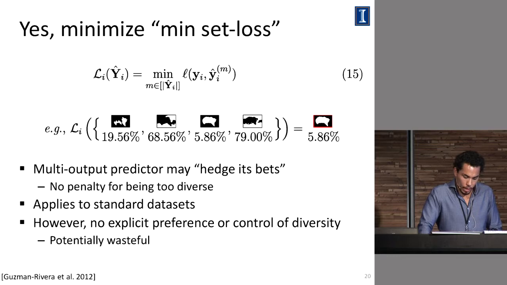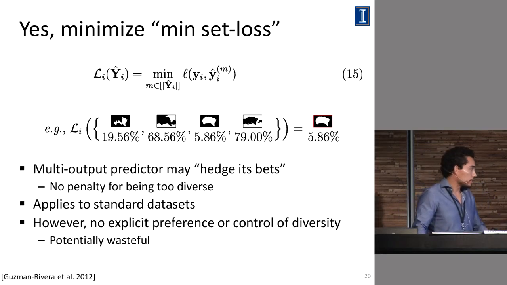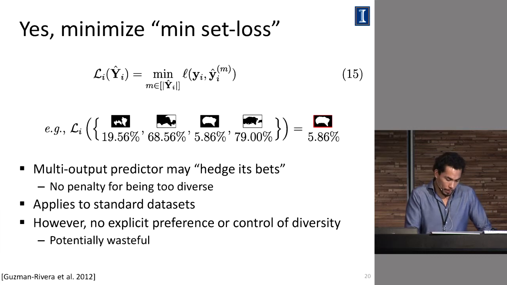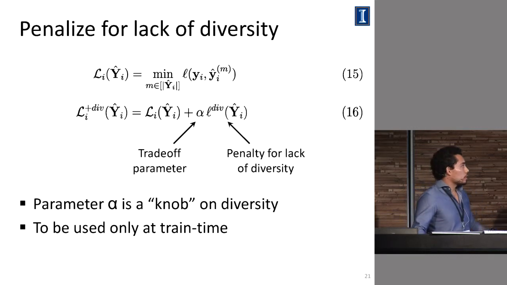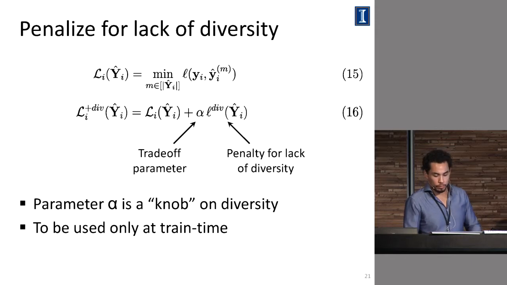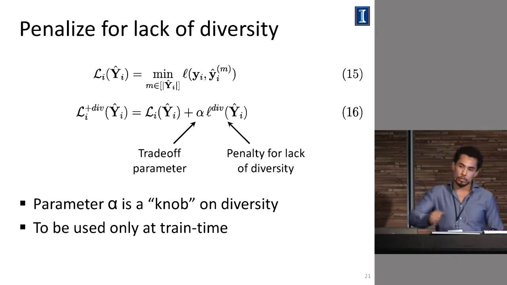However, again, the problem we're addressing here is that we don't have a preference or an explicit control for diversity, and this is just potentially wasteful, right? I may be wasting one of my slots in my output tuple by not being diverse enough. So what we do in this work is compound this min-set loss with a penalty for lack of diversity. And we introduce it through this trade-off parameter alpha, which is a sort of knob on diversity. So I can turn that up if I want things to be more diverse. And the second key idea here is that we will only use this penalty at train time.